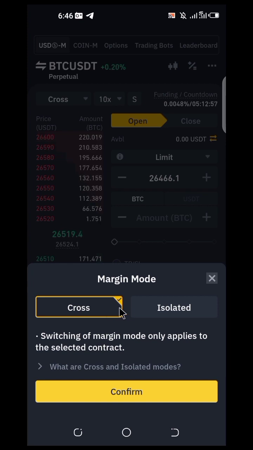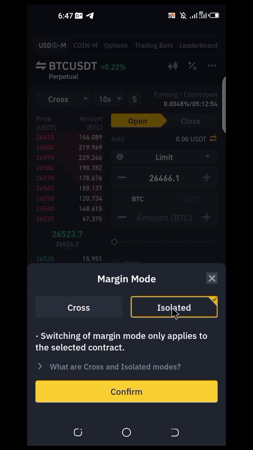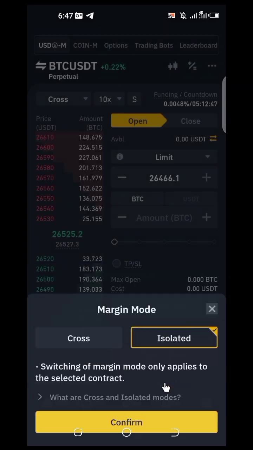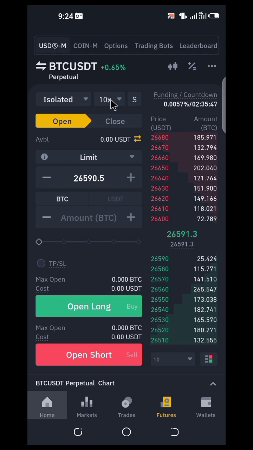So for beginners, always leave it on isolated margin. Always use isolated margin as a beginner. Then after selecting the isolated margin, you click on confirm. Okay, so the next tab we have here is the leverage tab. So this is where you select your leverage.